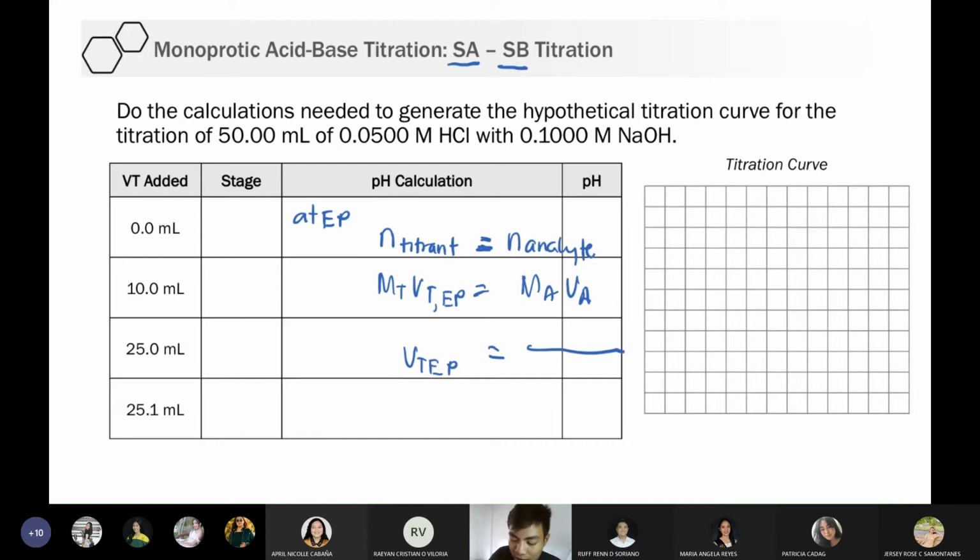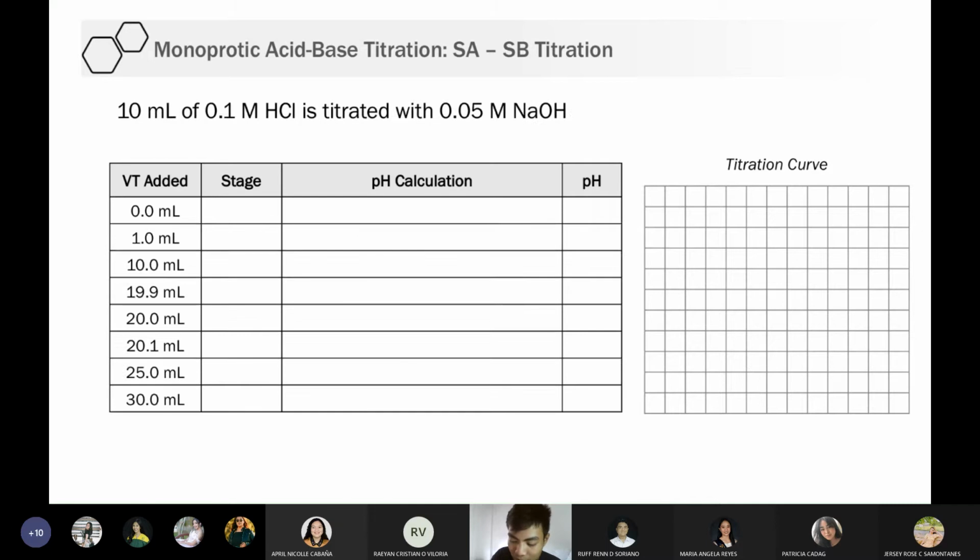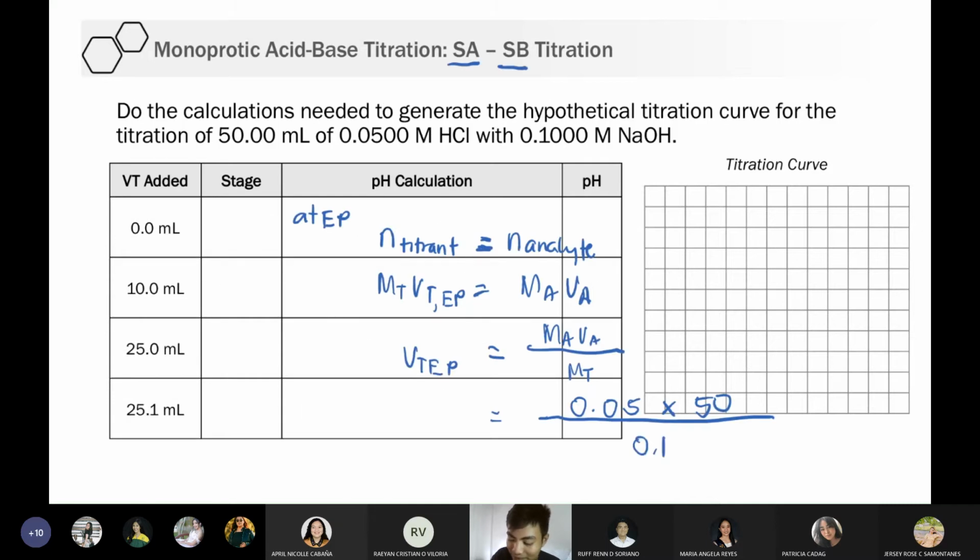Okay? So, we rearrange the equation. That's MAVA over MT. Plug in the numbers. Yung mL, wag mo na i-convert to liters. Okay lang yan, kasi magka-cancel out din naman yung molarity. 0.1, divide na yan. So, 0.05. Although alam ko na sagot, kakalkulahin ko para sure. Okay, so 25. Alam ko na yung volume of titrant at equivalence point.